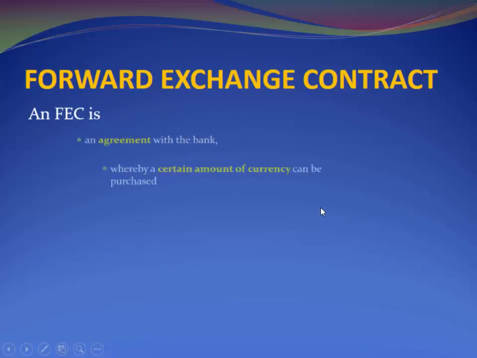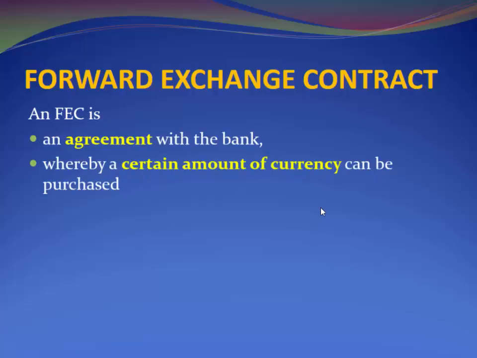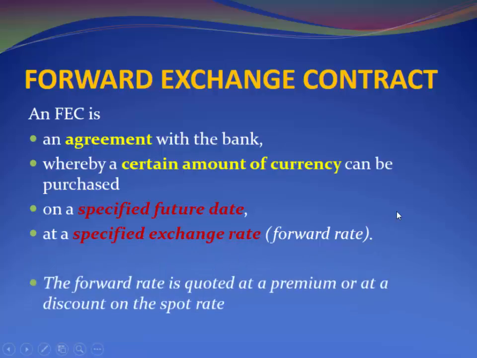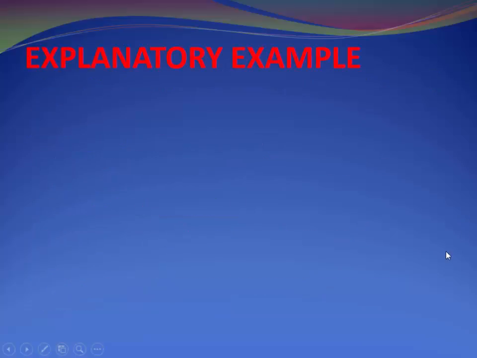An FEC is a forward exchange contract, not foreign. A forward exchange contract is an agreement with a bank whereby a certain amount of currency can be purchased on a specific future date at a specified exchange rate, being the forward rate. Now the forward rate is quoted at a premium or at a discount on the spot rate. It depends on what you are buying, are you selling, and which direction the contract is stated.